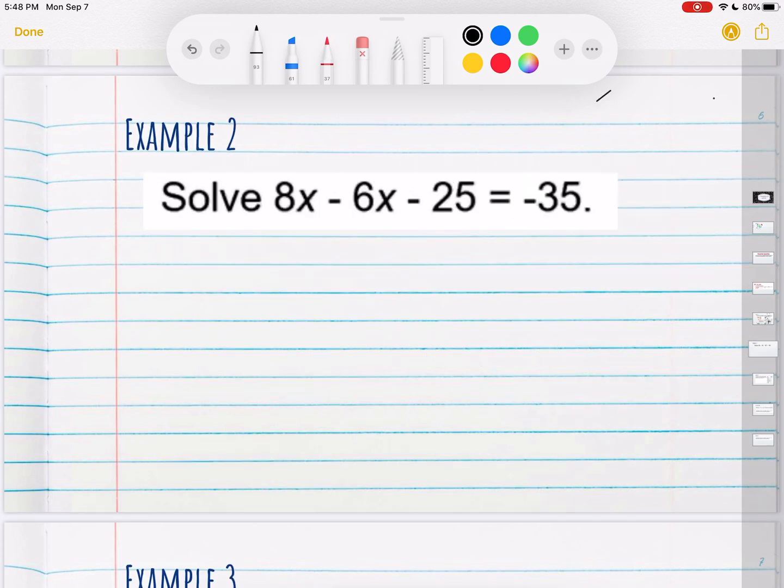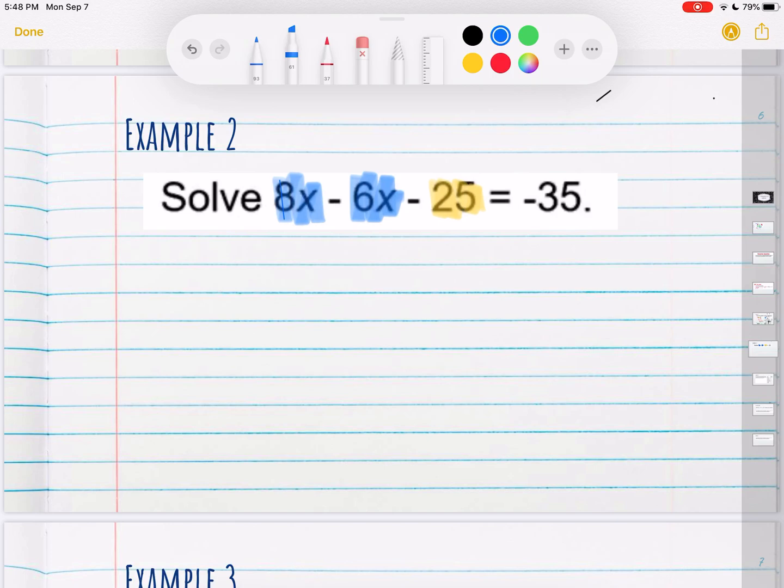And let's do another example. Solve 8x minus 6x minus 25 equals -35. Now, if you notice, there's 3 different things on the left side instead of 2. So what we're going to do is look at it and see if we can simplify it before we start solving it. Now, you might notice this is similar to our warm-up. There are 2 terms that have x's in it, and just one term that's just a plain number. So we can combine those like terms, the 8x and the minus 6x, before we start solving the equation.